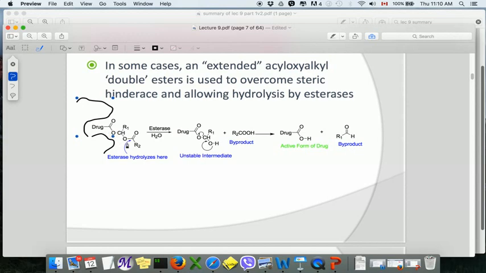So we make an extended ester. We call it an acyl oxy alkyl ester. This is an extended ester. You have to know this. Acyl oxy alkyl ester. Why do we use it? Because the esterase enzyme will be able to attack here, away from the drug, and then it will just break spontaneously and release my drug.